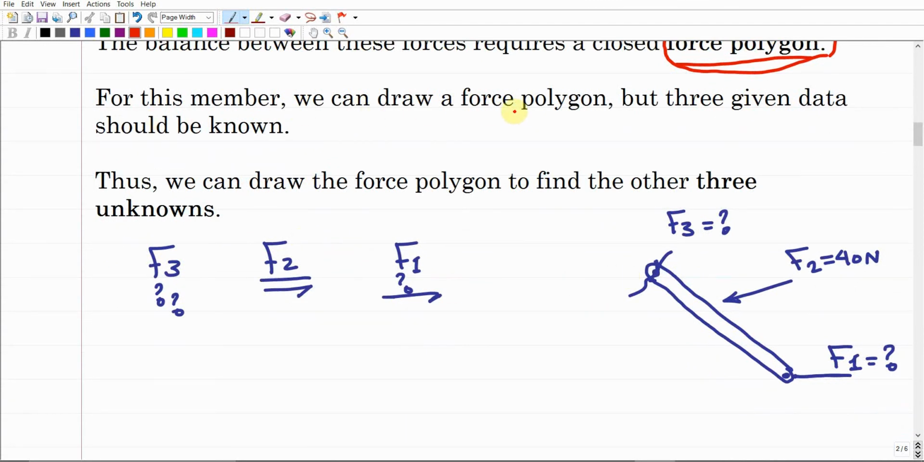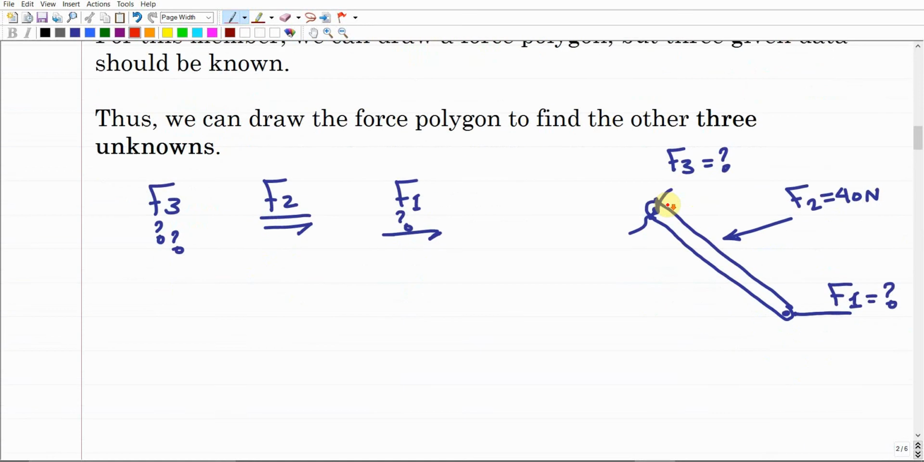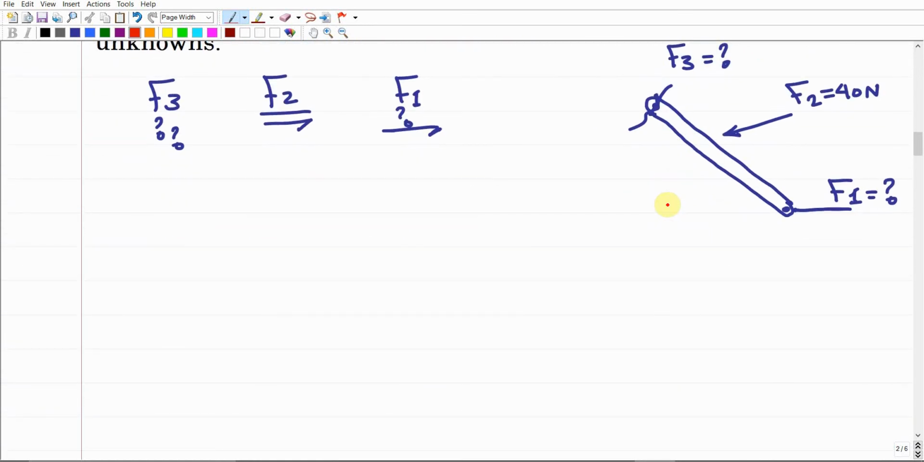For this mechanism, we can draw a force polygon, but 3 given data should be known, and thus we can draw the force polygon to find the other 3 unknowns. Like, 3 will be given, 3 will be unknowns, we can draw the force polygon for this mechanism. Make sense?